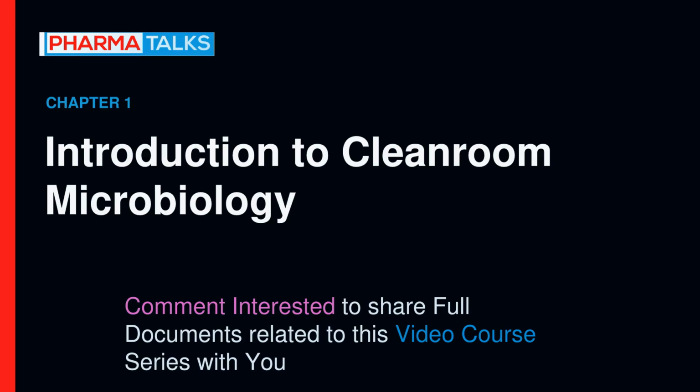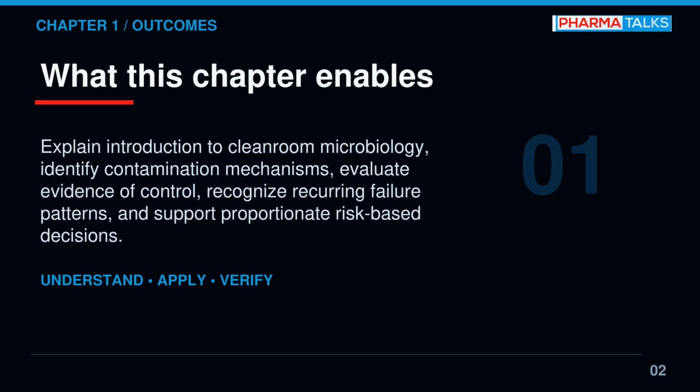What this chapter enables. By the end of this chapter, you should be able to explain the main contamination mechanisms and distinguish meaningful evidence of control from superficial signs. You will learn to recognize recurring failure patterns and support decisions that are proportionate to product and process risk. The objective is to understand the concepts, apply them in the operating environment, and verify that the controls remain effective.